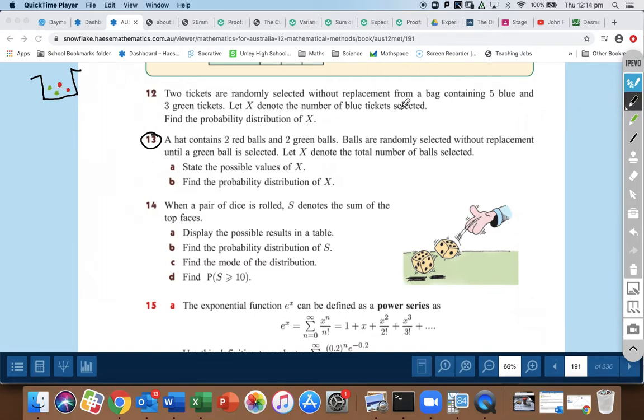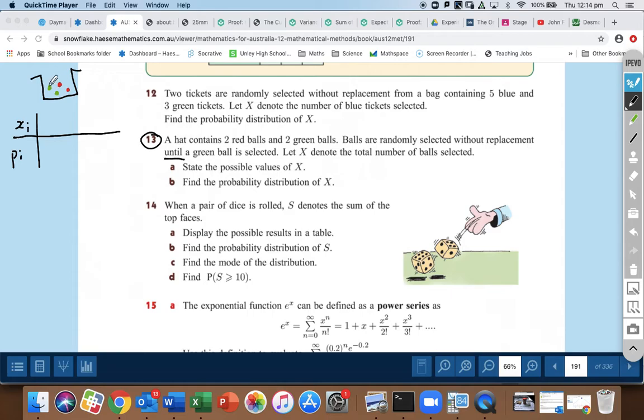and we want to draw balls out of the hat. It says balls are selected, right? That means they're pulled out of the hat without replacement. So once you take a ball out, you don't put it back in until a green ball is selected, okay? So you could imagine that you would only do one draw out of the hat. Okay? Because as soon as you get a green ball, you can stop. It says until a green ball is selected.